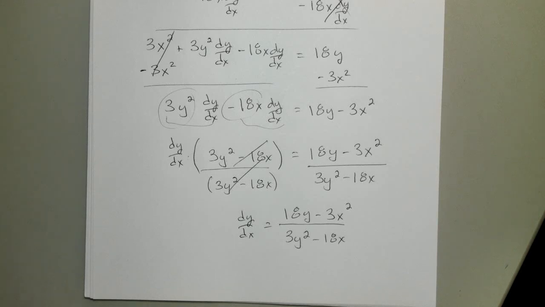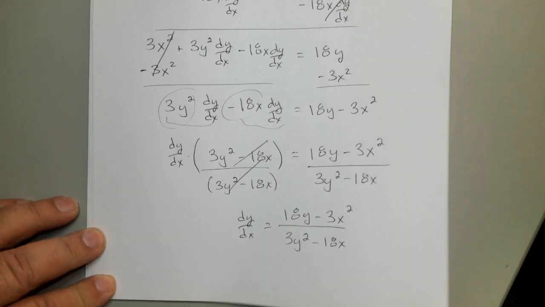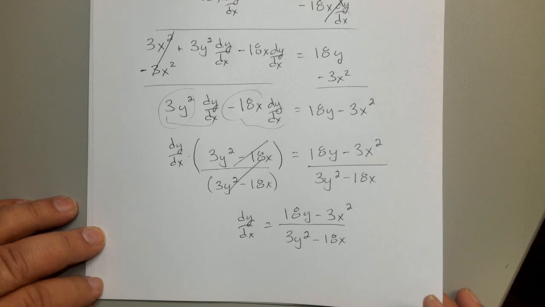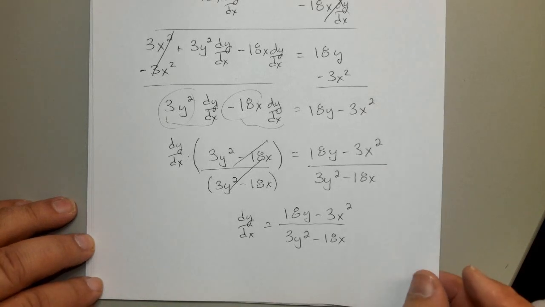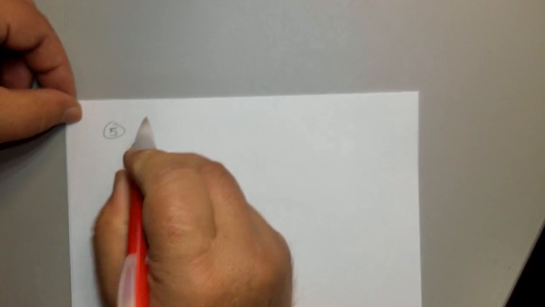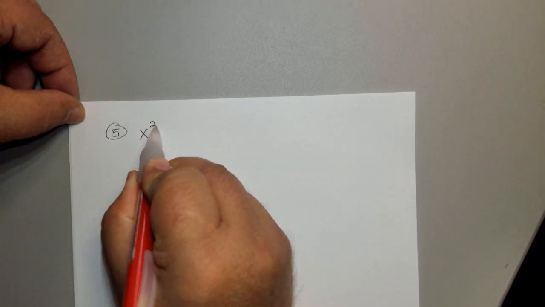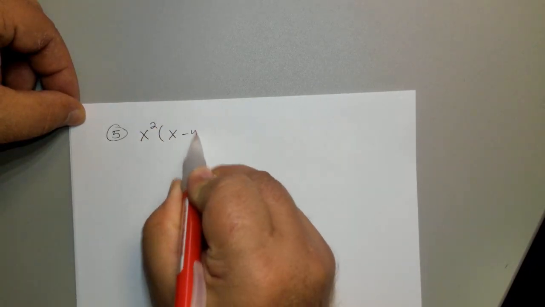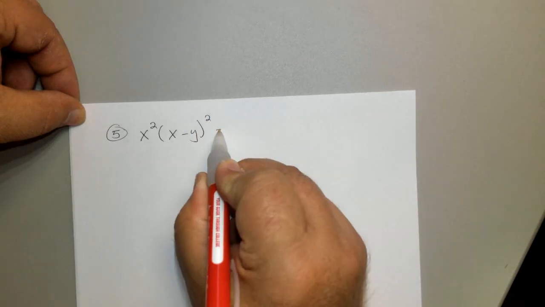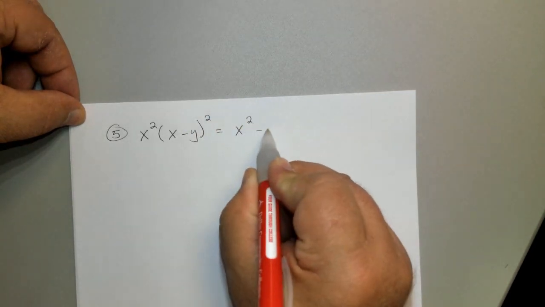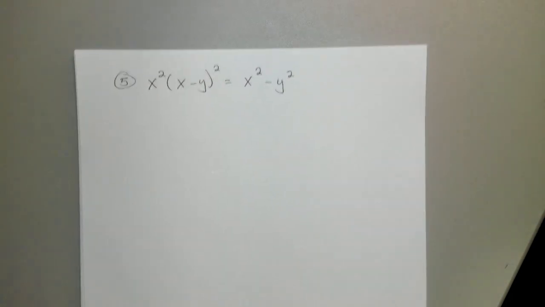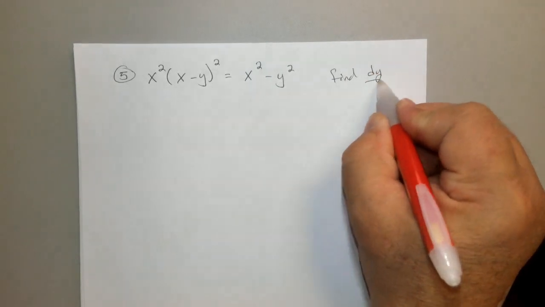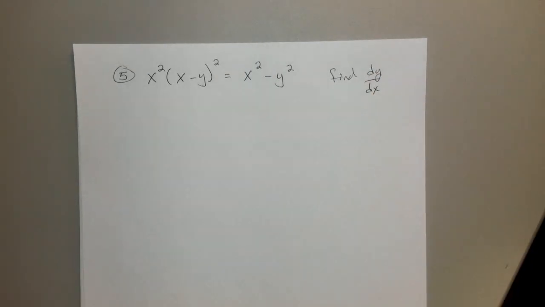Let's crank it up to 11. Or 9.5. We're going to do number 5. x squared times (x minus y) squared equals x squared minus y squared. Find dy dx.